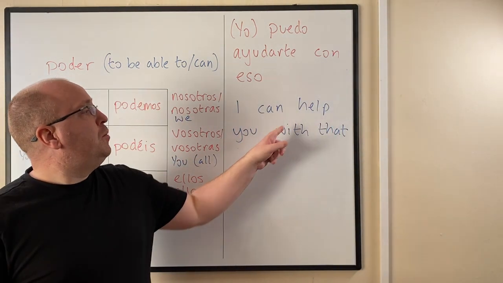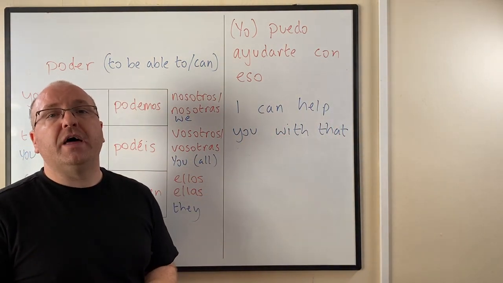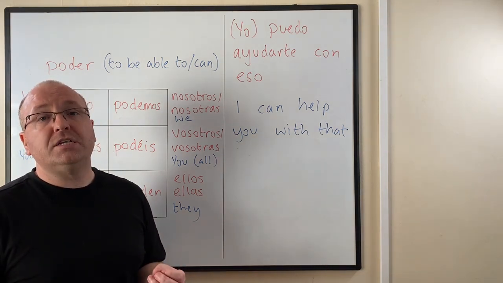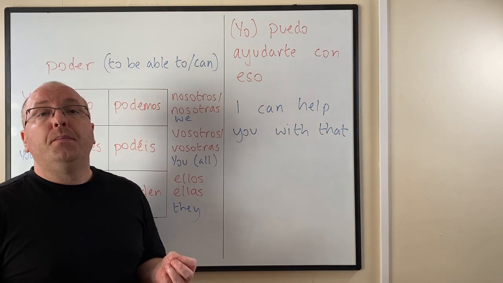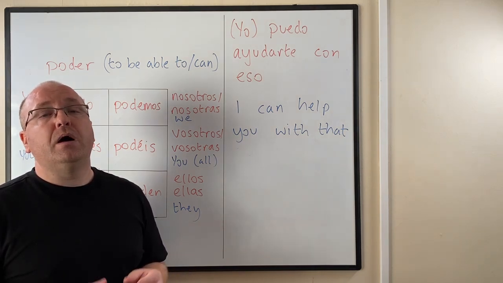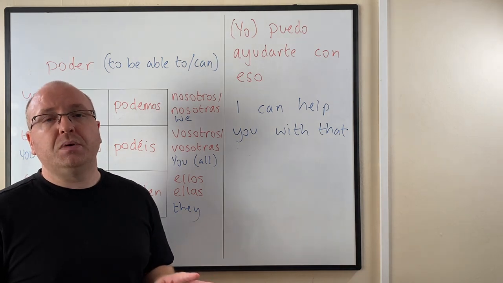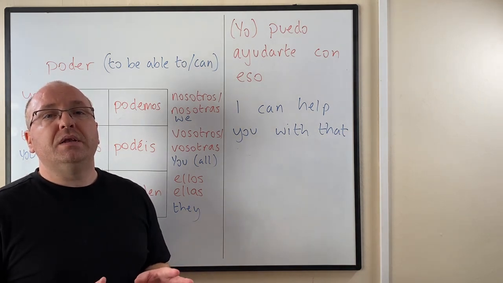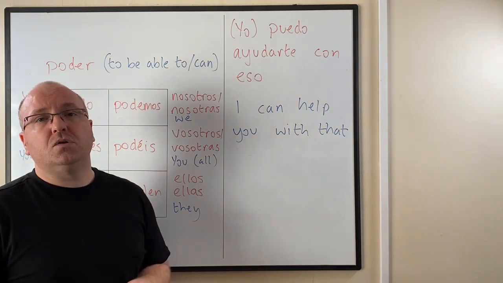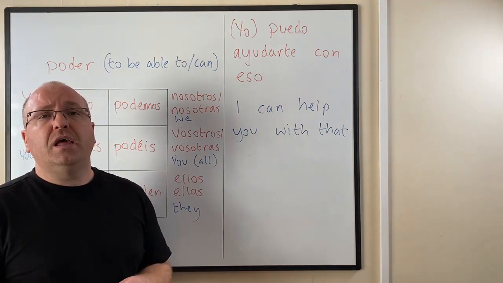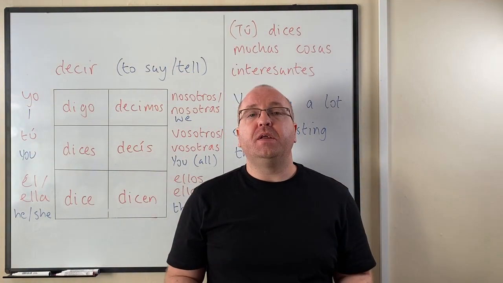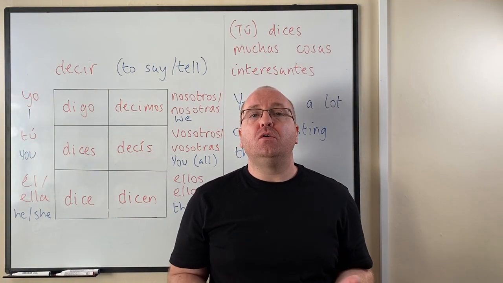Now let's look at an example sentence. I can help you with that. And in Spanish that would be yo puedo ayudarte con eso. Now, as always, we don't need the pronoun, so we can drop the word yo. In natural Spanish speech, it would be puedo ayudarte con eso. Okay, let's look at another verb.